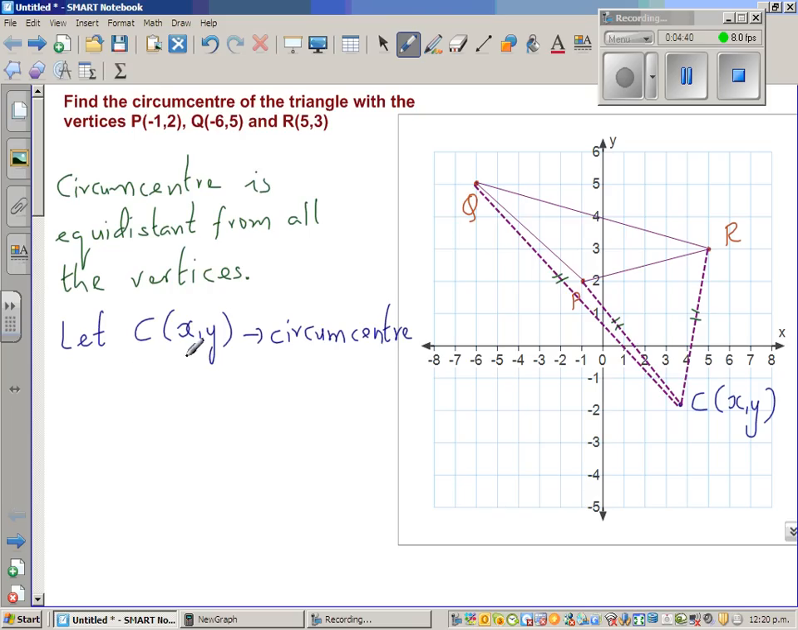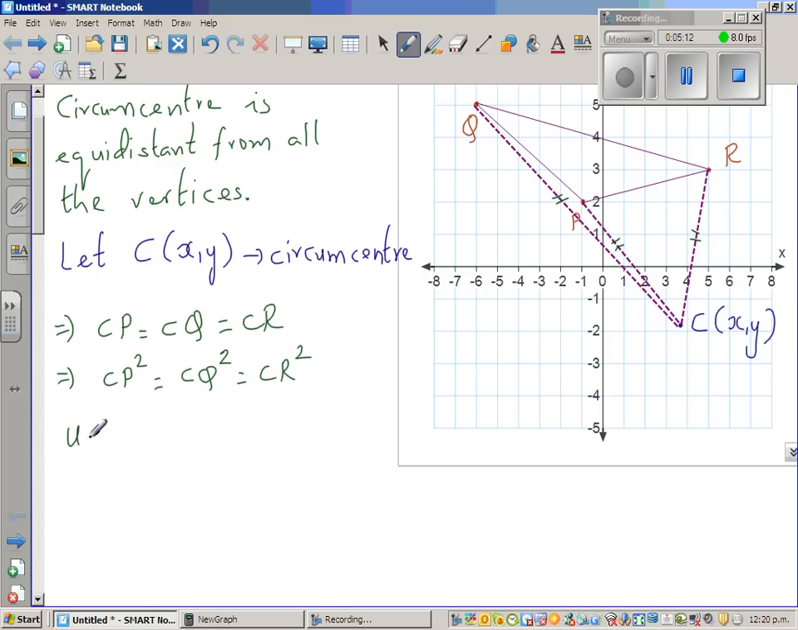As equidistant, we can say this implies CP, which is the distance from C to P, is equal to CQ, is equal to CR. This is the definition. Now you can square all of them. That is, CP squared is equal to CQ squared is equal to CR squared. So now we can use Pythagoras theorem.